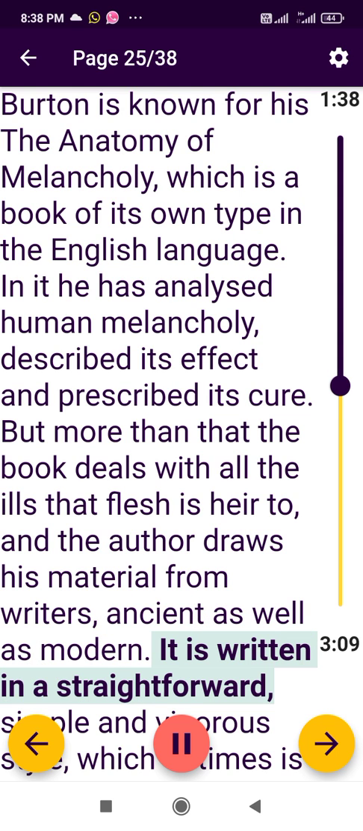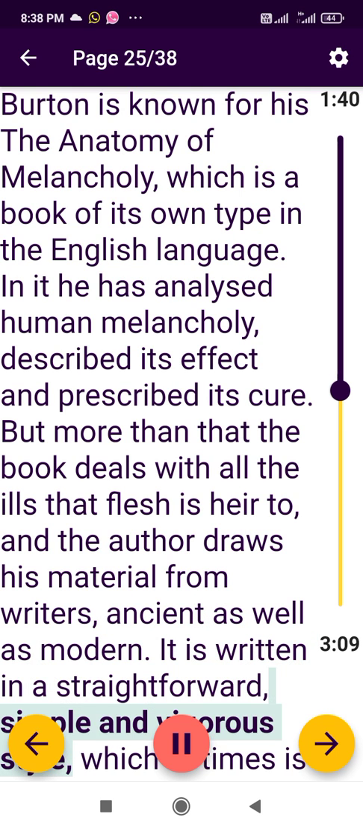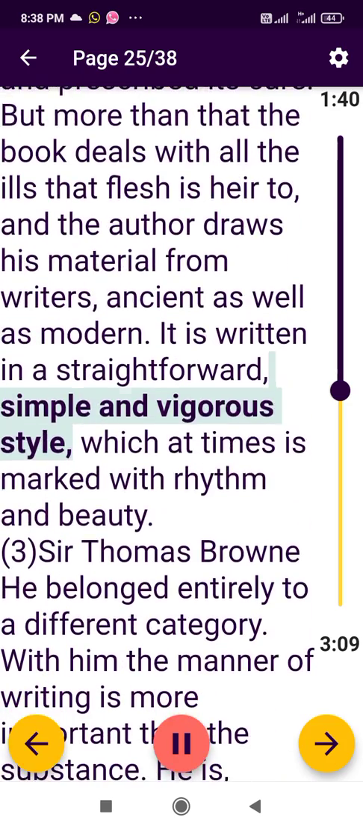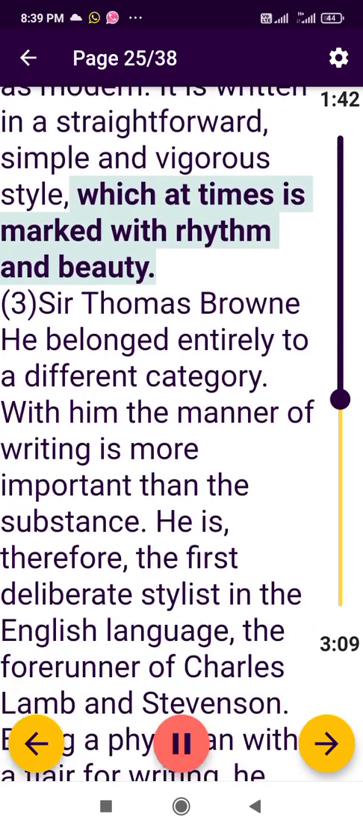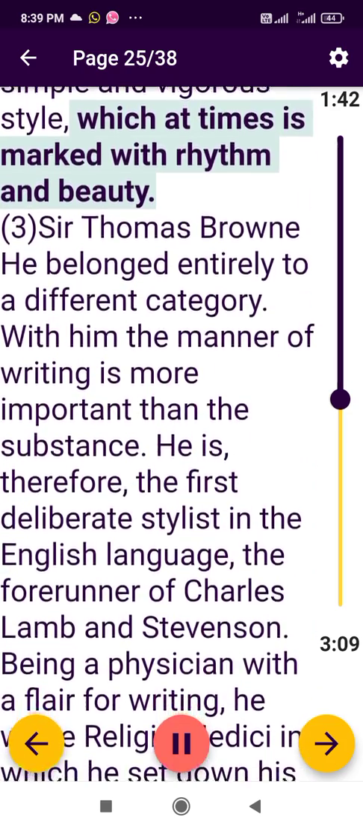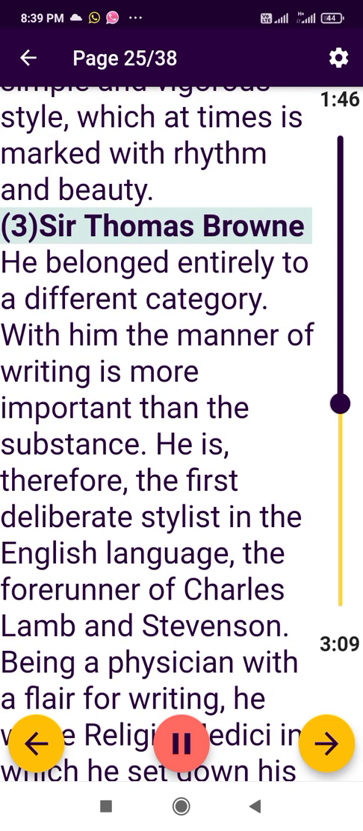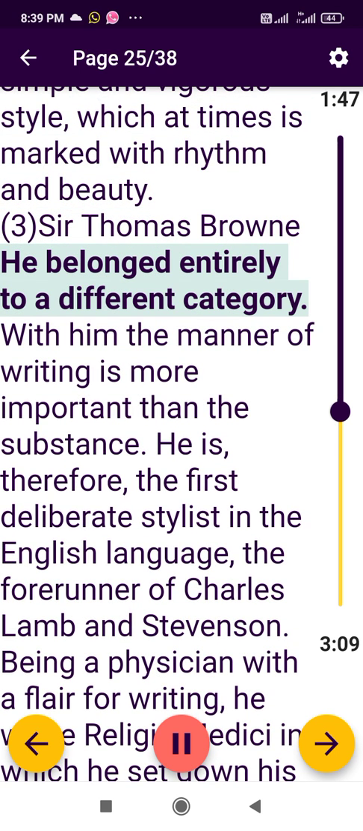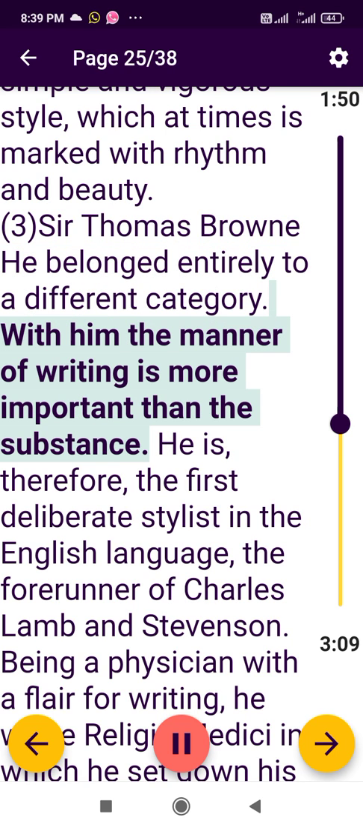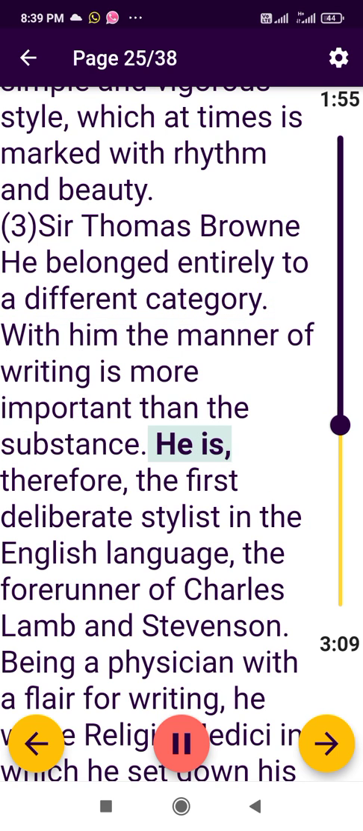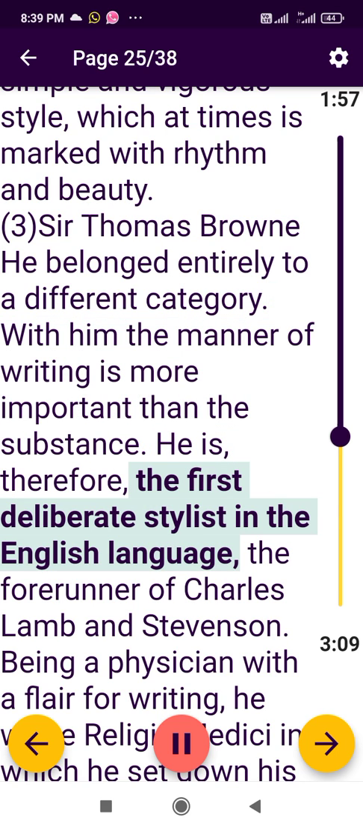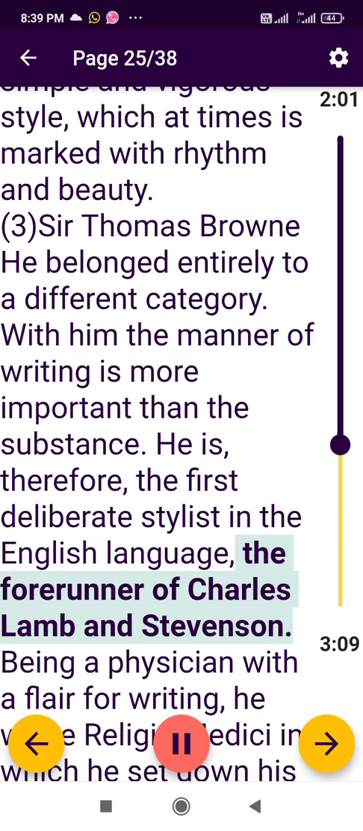It is written in a straightforward, simple and vigorous style, which at times is marked with rhythm and beauty. 3. Sir Thomas Browne. He belonged entirely to a different category. With him the manner of writing is more important than the substance. He is, therefore, the first deliberate stylist in the English language, the forerunner of Charles Lamb and Stevenson.